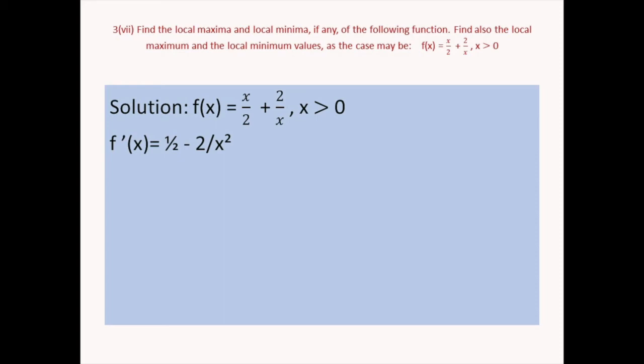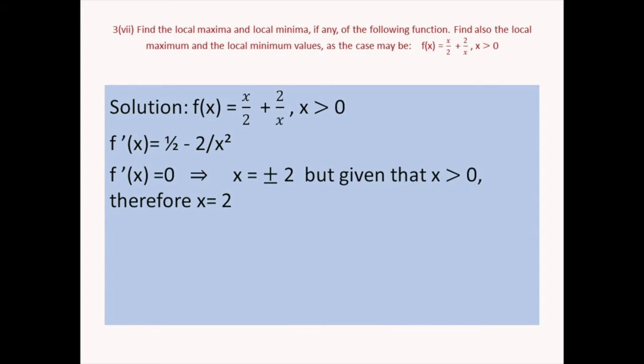Now let's calculate the f dash x. When I calculate that, I get half minus 2 by x square. Now again, putting f dash x equal to 0, I get the two values of x as plus 2 and minus 2. But I have been told in the question that x has to be greater than 0, so therefore I take x equal to 2.